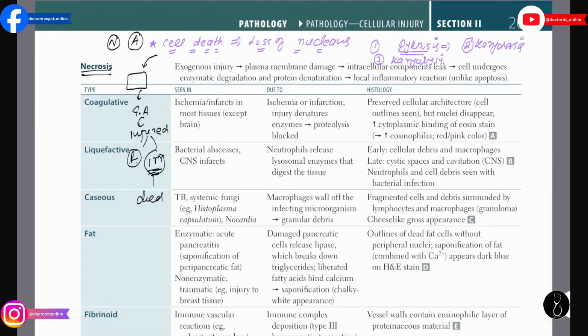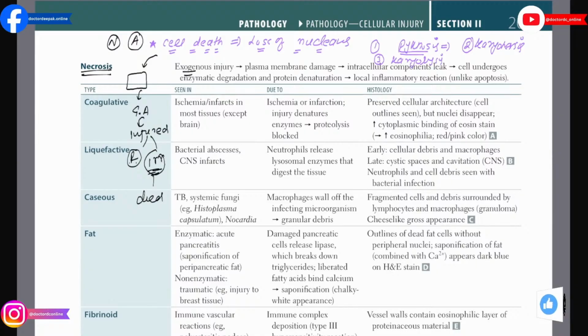So you can say necrosis is basically an irreversible cell injury. And please always keep in mind that this kind of injury is always exogenous. What is the meaning of exogenous? Necrosis is always pathological. You cannot say necrosis is physiological. It is not the normal physiological thing that happens in our body. There is some kind of exogenous injury.